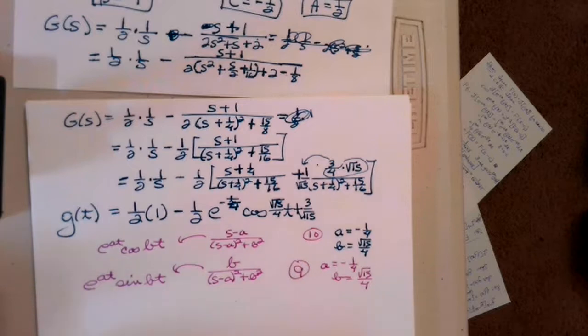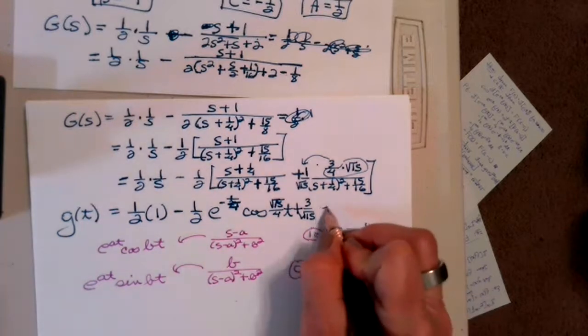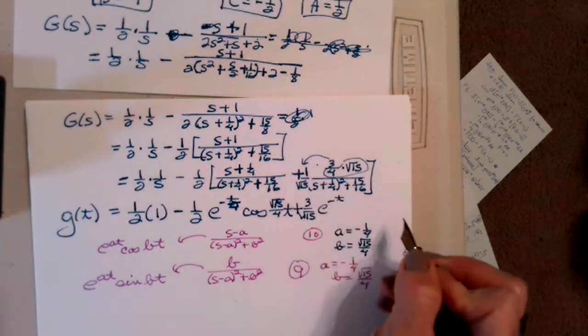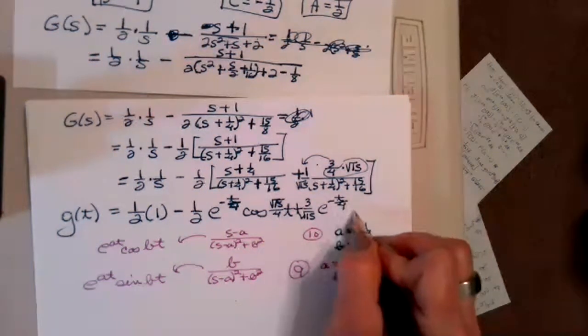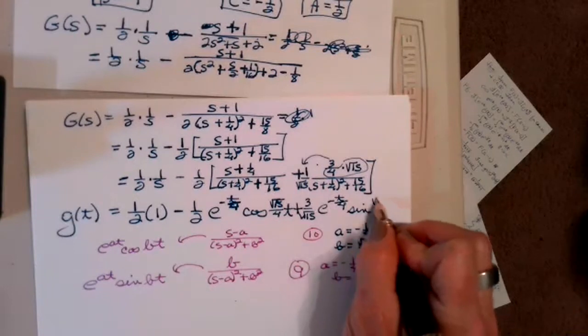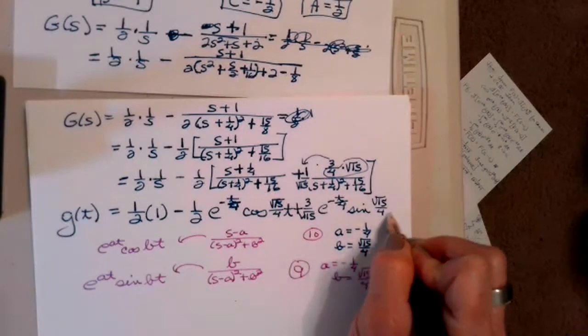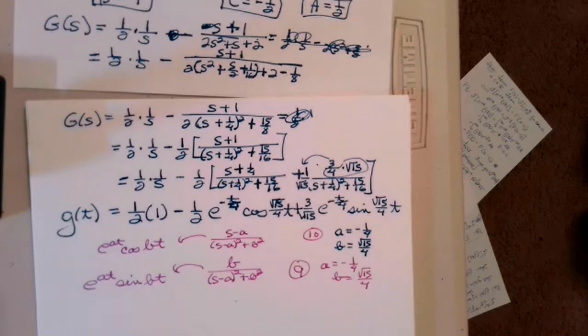For this one, we get an e to the minus t over 4 times the sine of the square root of 15 over 4 t. Okay? And that's the solution to the ODE. The basic idea is very easy, but the algebra itself is really kind of messy.